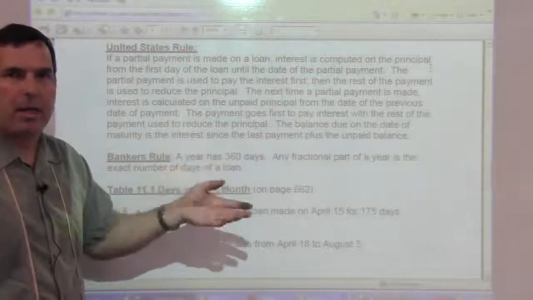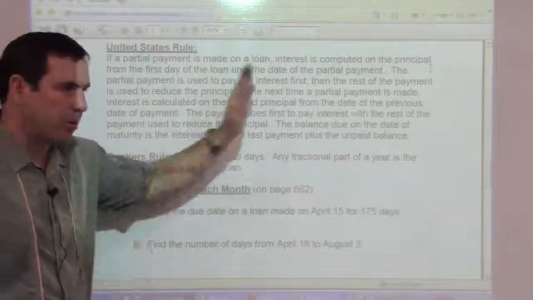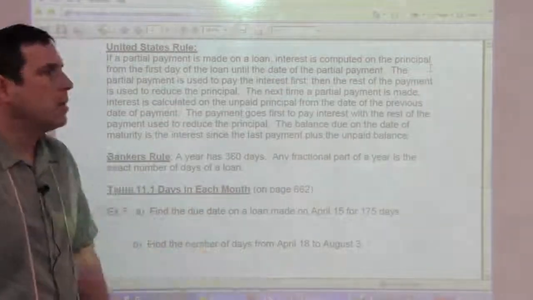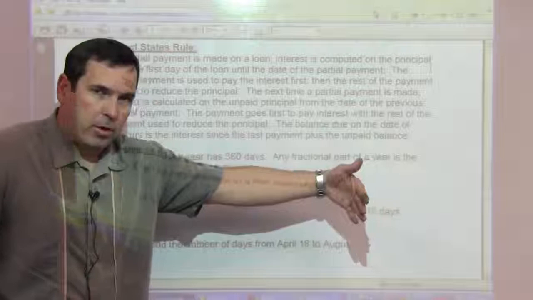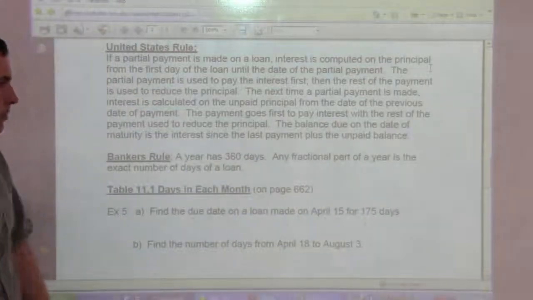You pay interest on that. That comes out of the payment first. The rest of the money goes towards your balance. Next time you make a payment, from that previous payment to the current time, and so on.